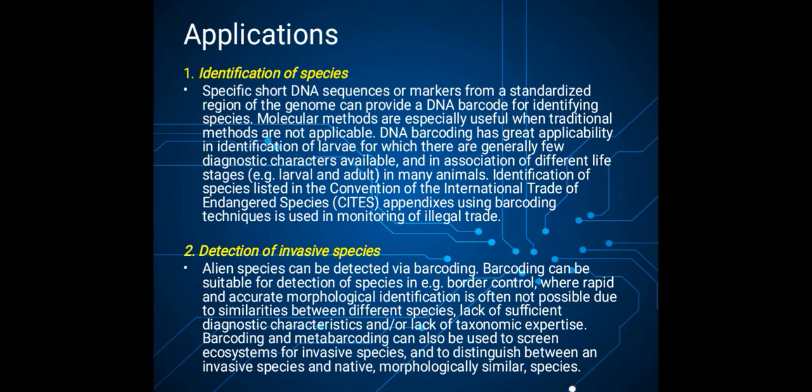Specific short DNA sequences or markers from a standardized region of the genome can provide a DNA barcode for identifying species. Molecular methods are especially useful when traditional methods are not applicable. DNA barcoding has great applicability in the identification of larvae, for which there are generally few diagnostic characters available, and in association with the different life stages, larval and adult, in many animals. Identification of species listed in the Convention on International Trade in Endangered Species (CITES) appendices using barcoding techniques is used in monitoring of illegal trade.